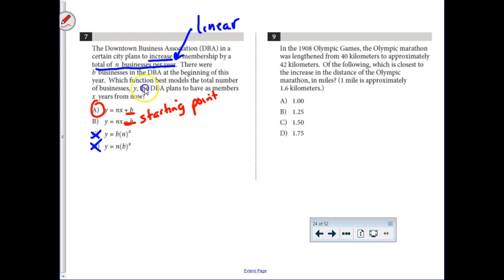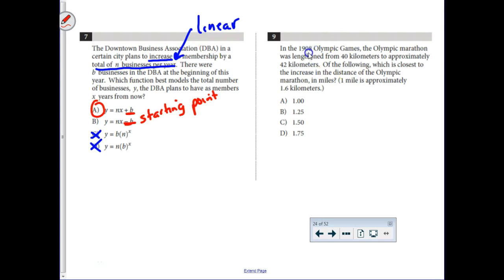At the beginning of the year, we started with B businesses. That's the, quote, starting point of your linear function. So that was really just a matter of, is it linear or exponential? And then it was pretty obvious after that. So that's good news. Number 9.